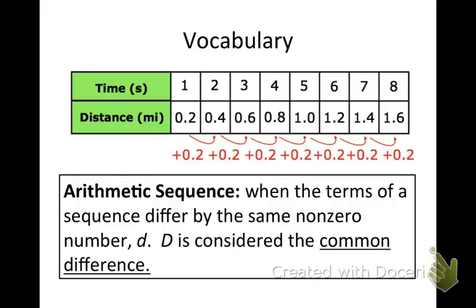So pause from writing. If I give you this table, we have our X, we have our Y. We have our input, we have our output. We have our domain, we have our range. If I have 1 second, my distance is 0.2 miles. 2 seconds is 0.4. 3 seconds is 0.6. 4 is 0.8, 5, 1, and so forth. So what's happening each time? I'm adding 0.2. So when I am adding the same number each time, that is an arithmetic sequence. So I would write this down in your notes.